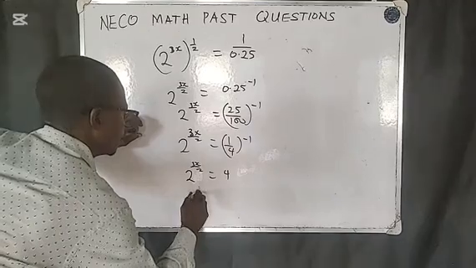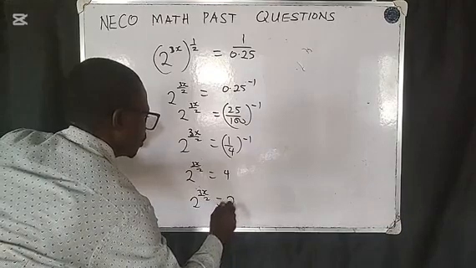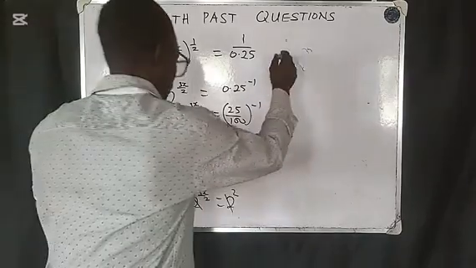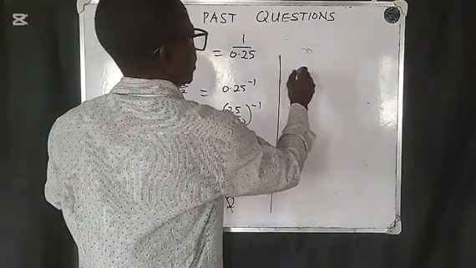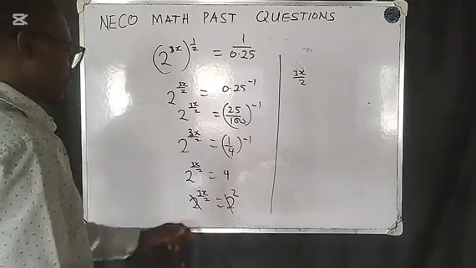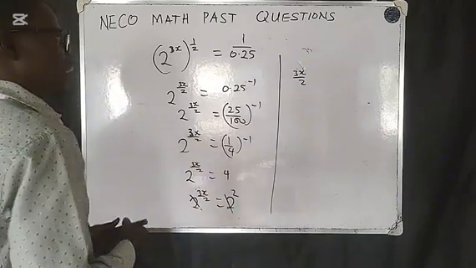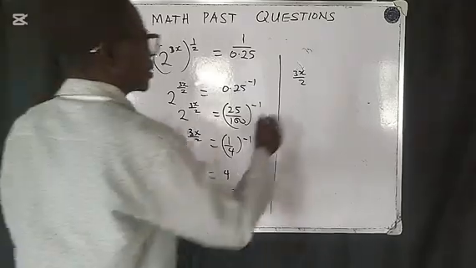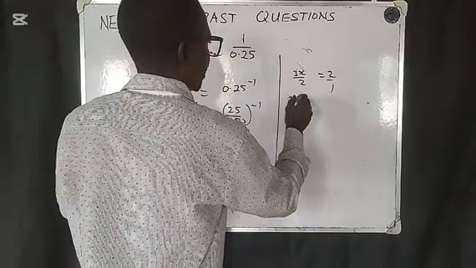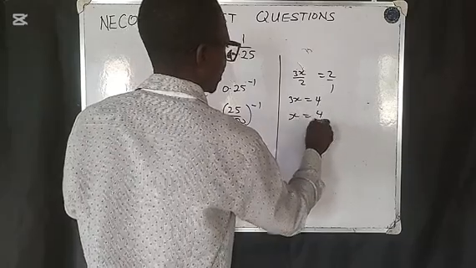So we have 3x over 2. Then we have 2 raised to the power of 2. These 2 will cancel these 2, right? So we will be left with 3x over 2. The powers will equal themselves. The moment the bases cancel themselves, the 2 powers will equal themselves. So we have 3x over 2 as the power of this place. Then we have 2 as the power of this place. At this point, we cross multiply. We have 3x equals 4. Then x equals 4 over 3.